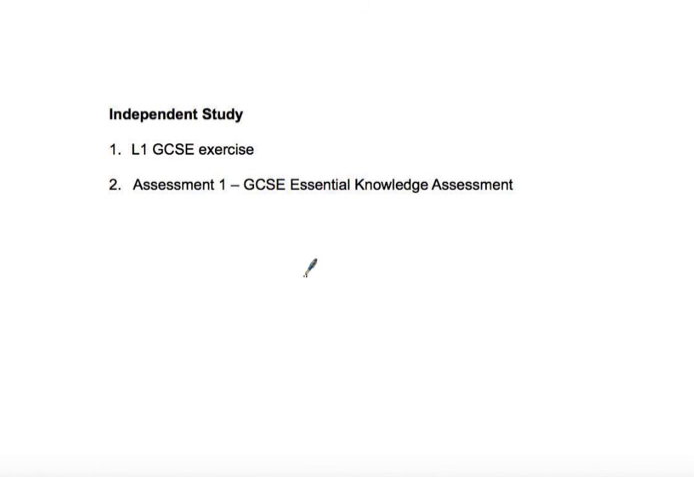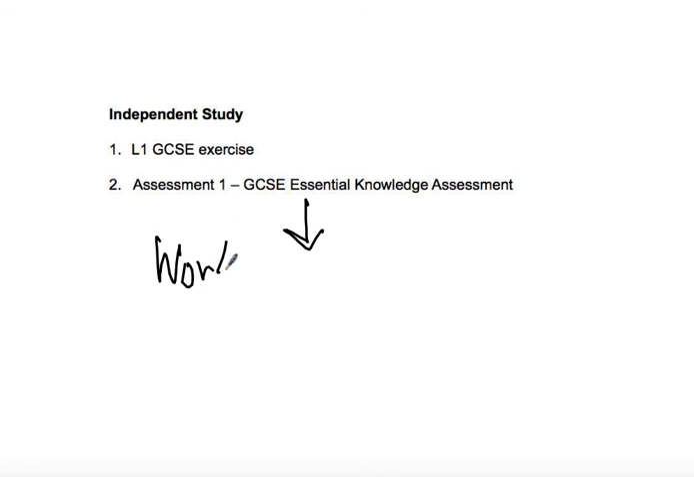Okay, so at this point, what you need to do is open up the resources that I've given you, have a look at the L1, the Lesson 1 GCSE Essential Knowledge exercise. Make sure you go through that, make sure you cover all the areas and that you're thoroughly confident with all the material inside that exercise. And then if you can complete Assessment 1, so that it is ready and so that you can come along to the first workshop.